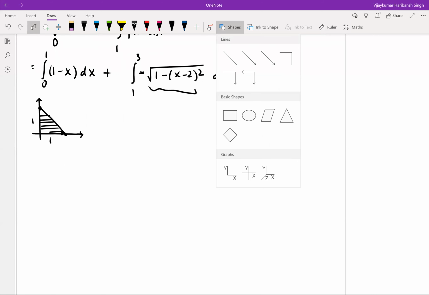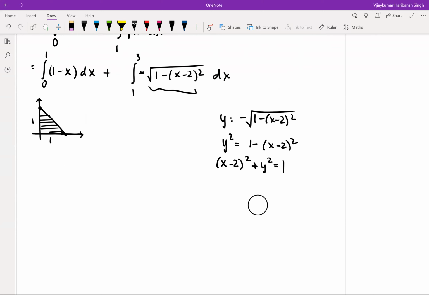So let's see how this guy looks like. This is a circle of radius 1, but the center is what? Center is 2. So what is the center of this guy? Center is 2 comma 0, right? So if you look at this circle, the center of this circle is 2 comma 0. This point is 3. This point is 1. So this is how the circle looks like.